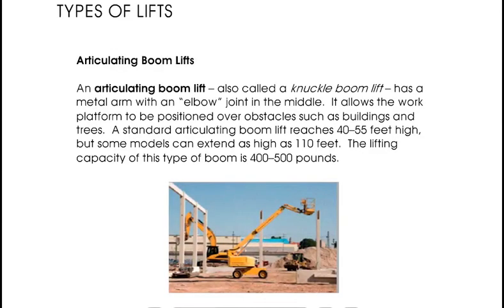An articulating boom lift, also called a knuckle boom lift, has a metal arm with an elbow joint in the middle. It allows the work platform to be positioned over obstacles such as buildings and trees. A standard articulating boom lift reaches 40 to 55 feet high, but some models can extend as high as 110 feet. The lifting capacity of this type of boom is 400 to 500 pounds.